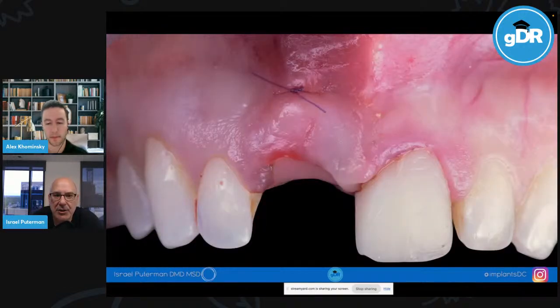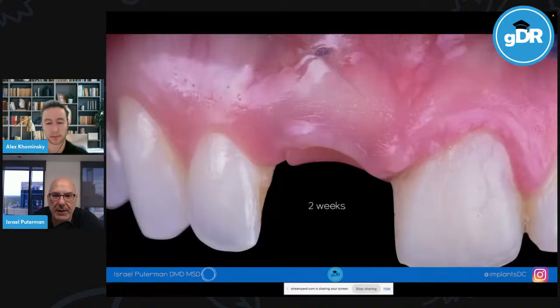And this is how the patient leaves that day. Just one little suture holding that connective tissue graft in place, and the customized healing abutment supporting the interproximal papilla, supporting the exact position of the facial margin where I want it to be.